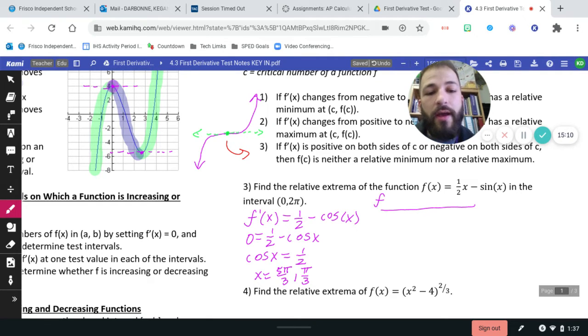So f prime of pi over 3, because it would come first. Then 5 pi over 3. Okay, and just like before, I'm going to pick numbers on my number line, on my test intervals. Now you might be like, Mr. Arbone, how am I going to pick numbers with trig? I don't even know the unit circle that well. Okay, pick easy numbers when you're dealing with trig.